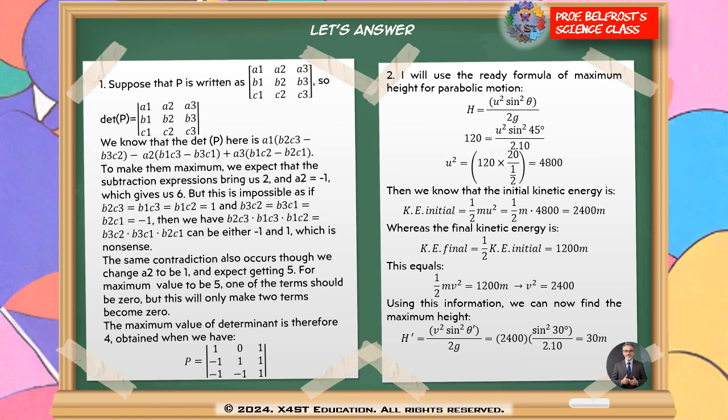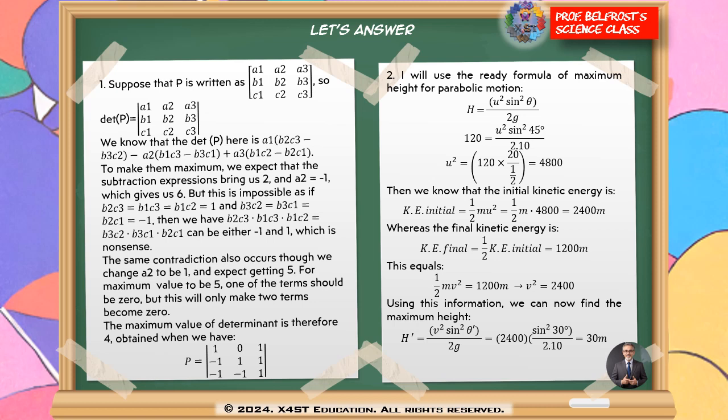You don't need to take the square root of this term because we will use it directly to find the kinetic energy for the initial condition, which is half times m times u squared, which gives us 2400 m. Whereas the final kinetic energy, as stated in the passage, is half of the initial kinetic energy, that is 1200 m. M is the mass. We don't need this information as it will be cancelled.